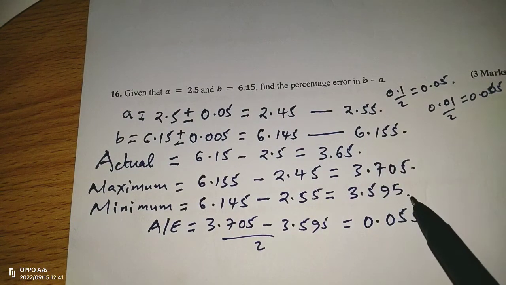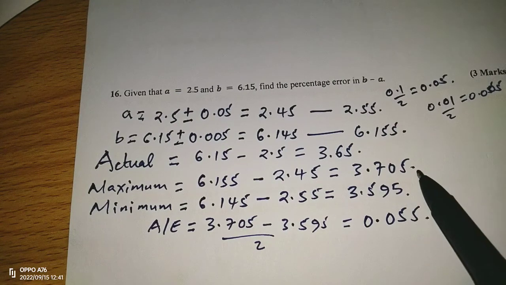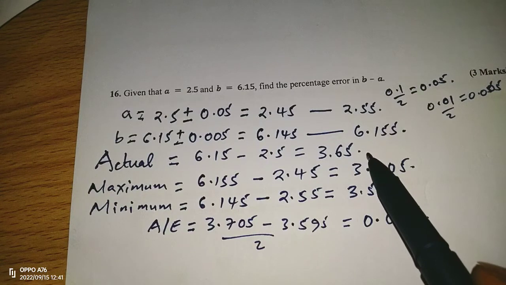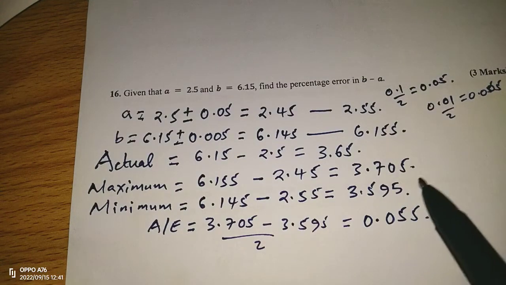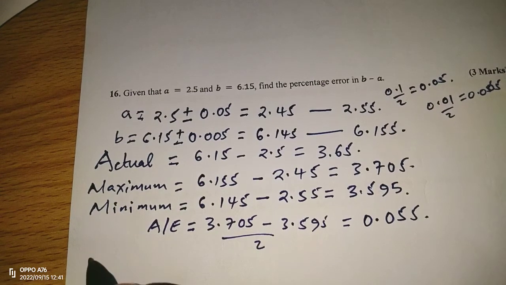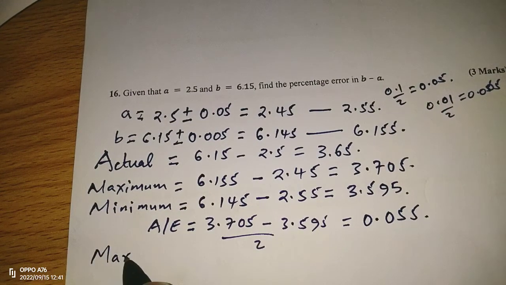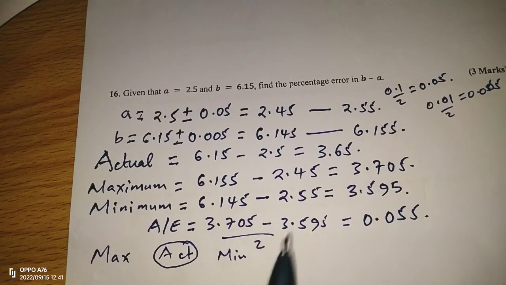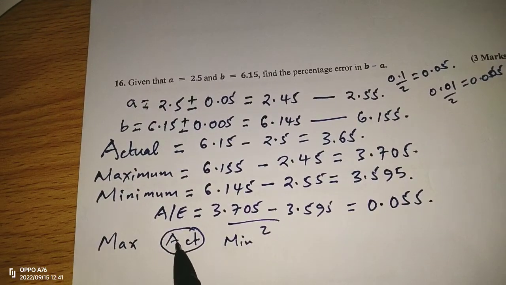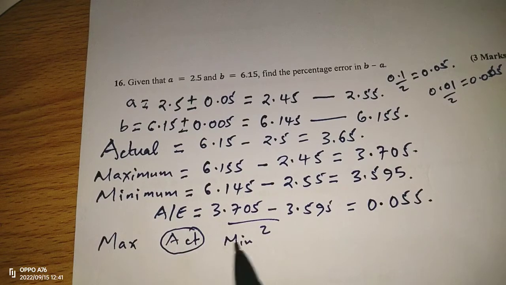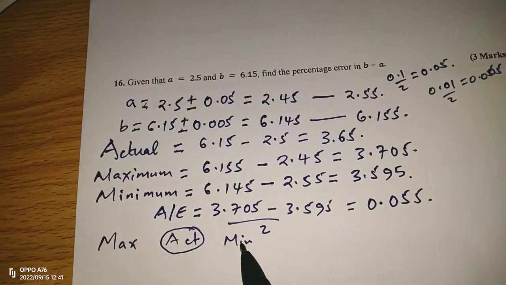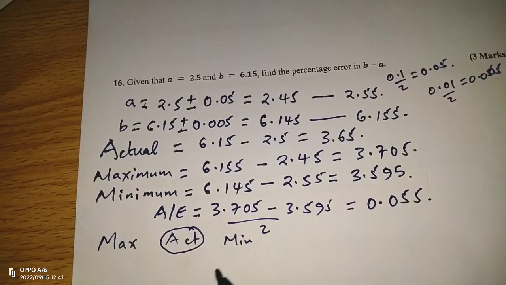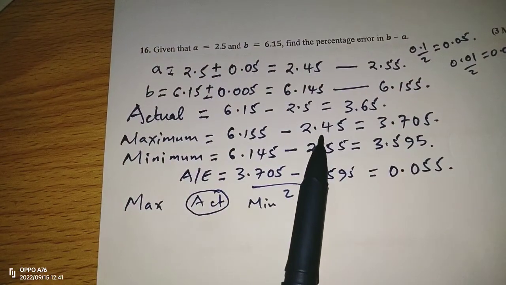It is very important to know that the same absolute error can be obtained by taking actual value minus the minimum value, or maximum value minus the actual value. They will give us the same absolute error. This is guaranteed because when we take the maximum, the actual, and the minimum, we realize that the actual is exactly at the mid of maximum and minimum. Therefore, taking maximum minus actual will give us the same value as taking actual minus minimum, and that value will still be the same as maximum minus minimum divided by 2.